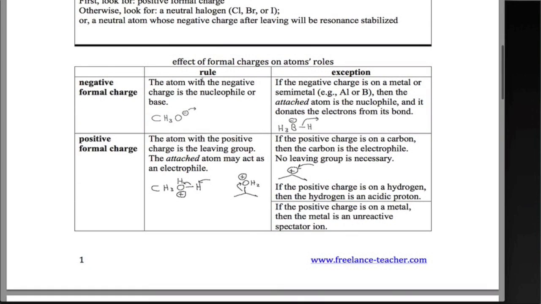Also, what we were using here were the rules for positive formal charges. When the positive charge is on a carbon, the carbon is the electrophile, like in your left-hand resonance structure. But when the positive charge is on anything besides a carbon, the atom that's attached is the electrophile. Okay. Let's go back to your screen.